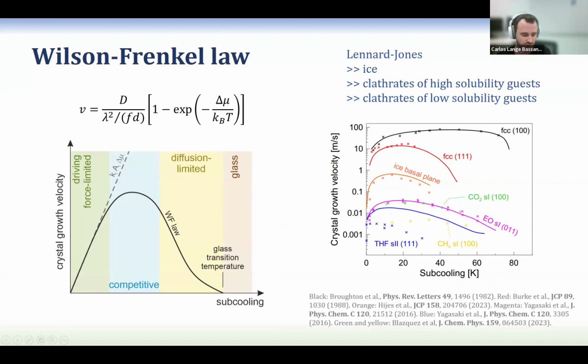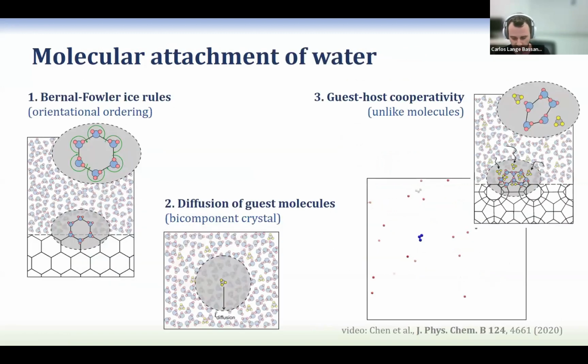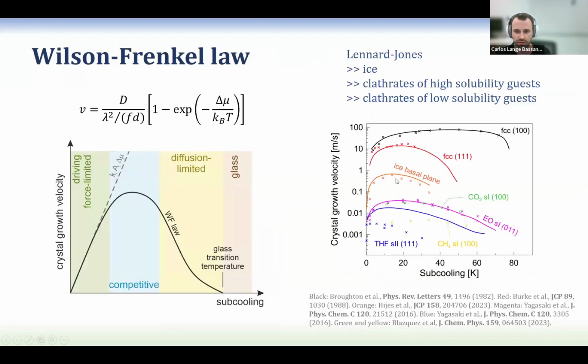The subcooling is the driving force in terms of temperature. So this is FCC Lennard-Jones particles. They crystallize much faster than ice, and ice crystallizes much faster than clathrate hydrates. And those are orders of magnitude of difference. And the core reason why they crystallize slower is those three mechanisms that I showed you here, right? Ice, we only have this one, and in clathrate hydrates, we have these other two, and they are the reason why it slows down.